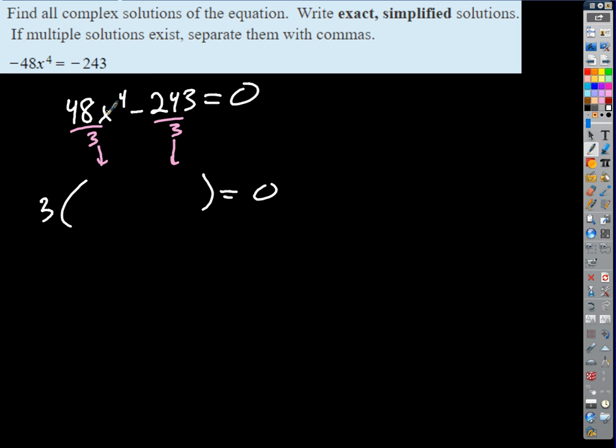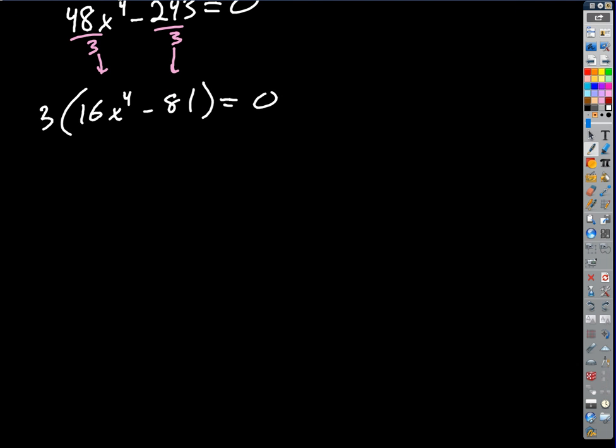So 48x to the 4th divided by 3, if I factor out the 3, I'm left with 16x to the 4th minus 81. Okay, good. But that's still a 4th degree factor. I can't stop, I've got to break it down further. It's a binomial, right? It's 2 terms. What's the only pattern that could work with that one? Square minus square, right? Difference of squares.